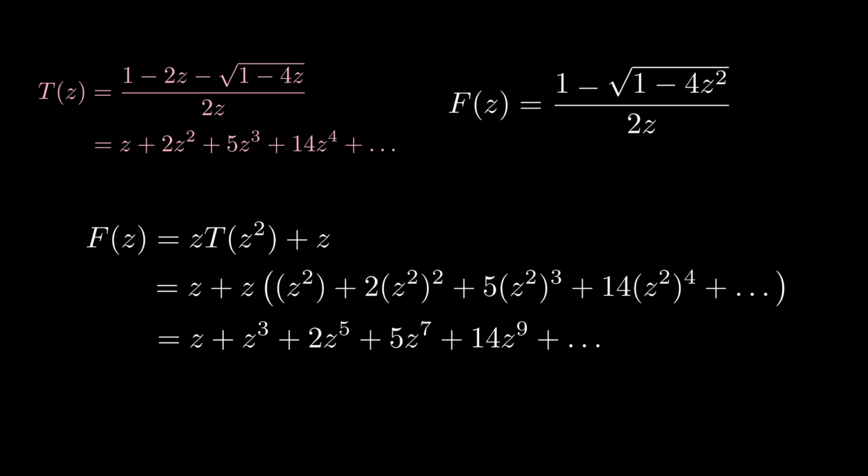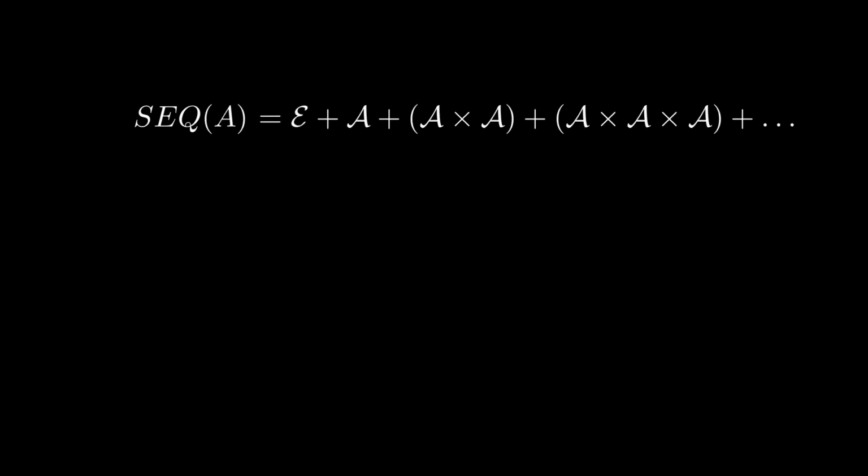There are many ways of building combinatorial classes out of other combinatorial classes. However, for the sake of time, we will look at just one more. This last one is known as the sequence operator, which we will abbreviate as seq. We take a combinatorial class and we count all of the finite sequences made up of its elements, including the empty sequence. From this definition, we can see that this is built up out of our two earlier constructions. That is, seq of A is equal to epsilon plus A plus A times A plus A times A times A, and so on.